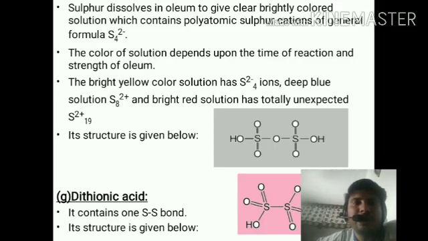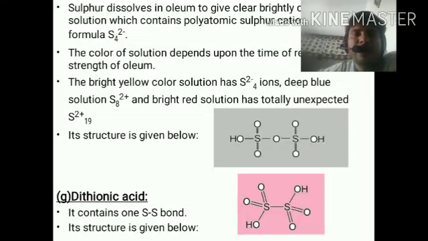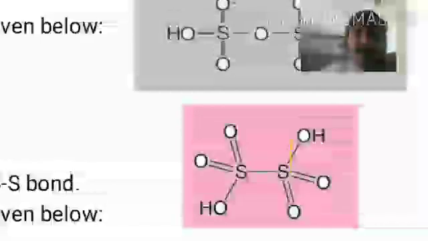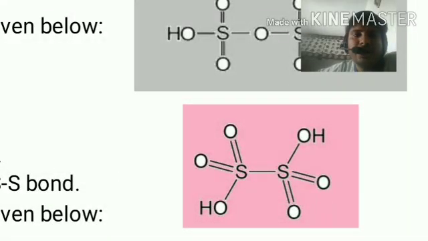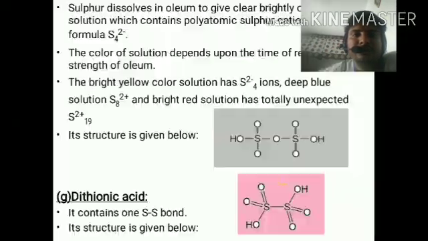Sorry, H2S2O7. This is the formula of pyrosulfuric acid. Now dithionic acid contains one S-S bond, and this is its formula: H2S2O6.